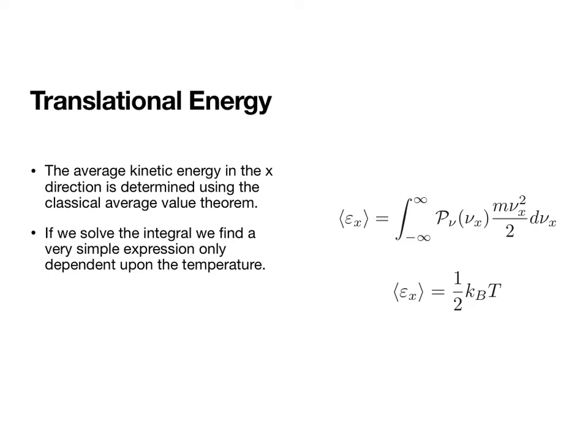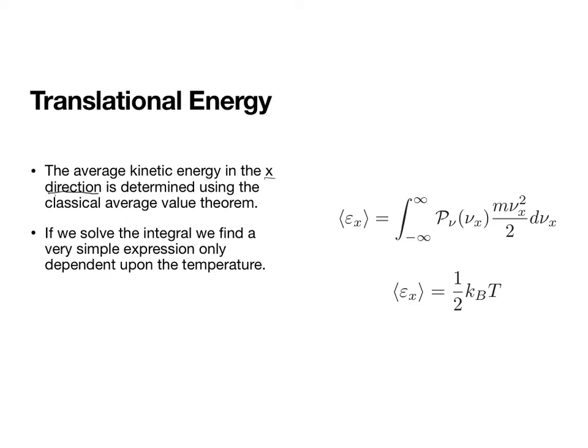Okay, so let's start with translational energy. This is something that we actually haven't talked a lot about because it turns out that the partition function for translational energy is incredibly complicated. And so we aren't going there. But what we can do is use the Boltzmann distribution to figure out the average kinetic energy in a system along one dimension. So let's start with the x direction.